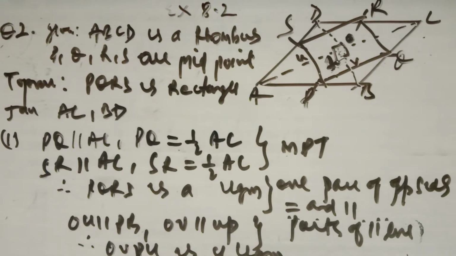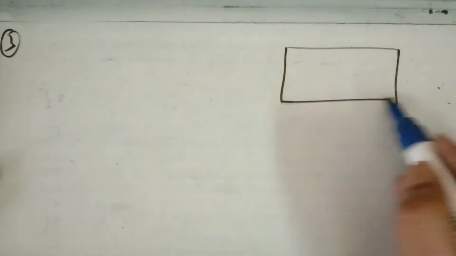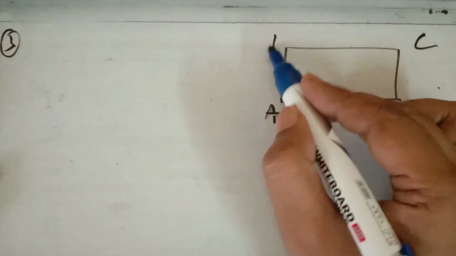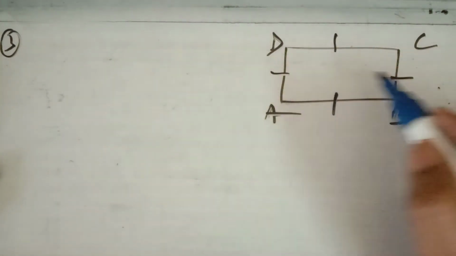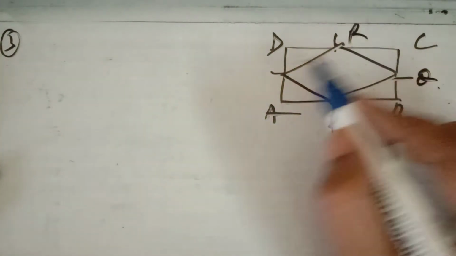Now read question number 3, in which, in place of rhombus ABCD, rectangle ABCD is given, and you have to prove that the quadrilateral obtained by joining the midpoints of the consecutive sides is a rhombus. So the opposite question is given. ABCD is a rectangle and PQRS are the midpoints.